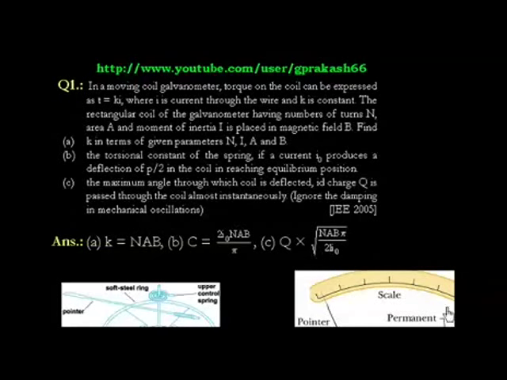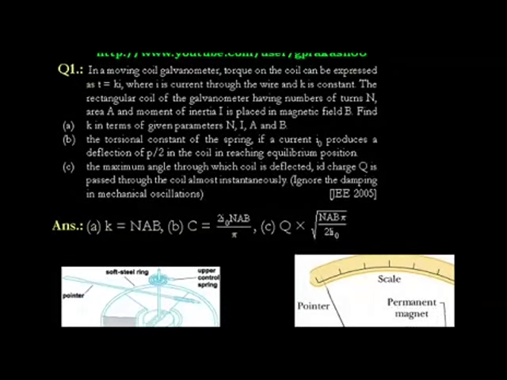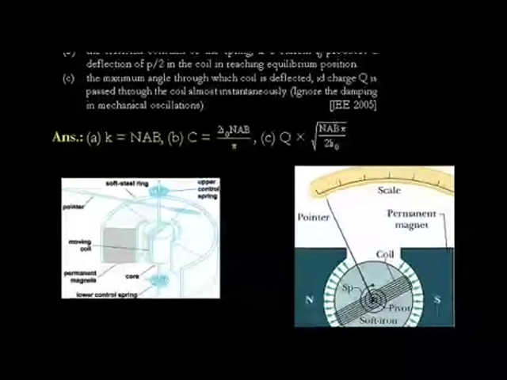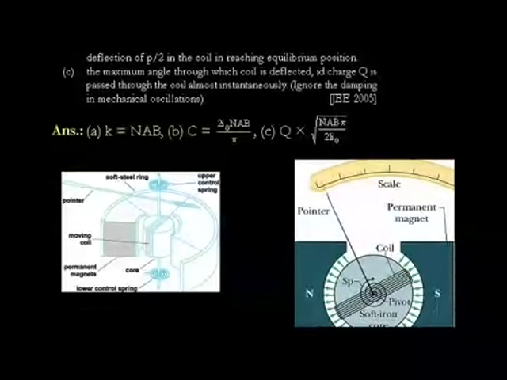Okay, let us discuss this problem. This is related to the moving coil galvanometer. A moving coil galvanometer is a device that can measure the amount of current. Let us first discuss how this galvanometer works. We are discussing the principle of the moving coil galvanometer.